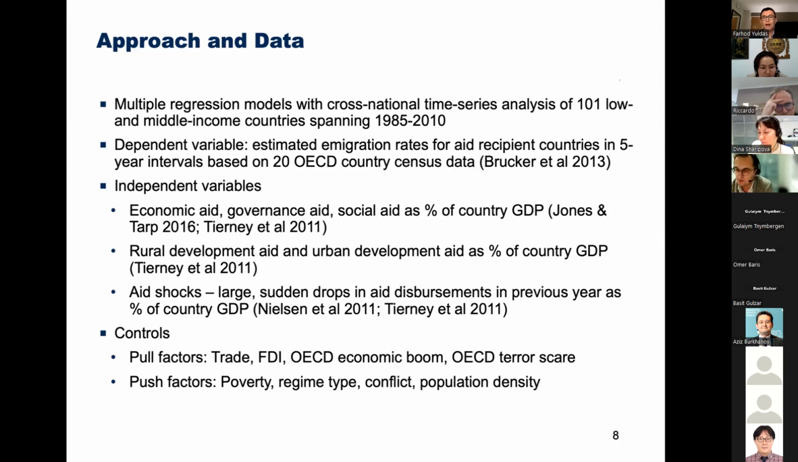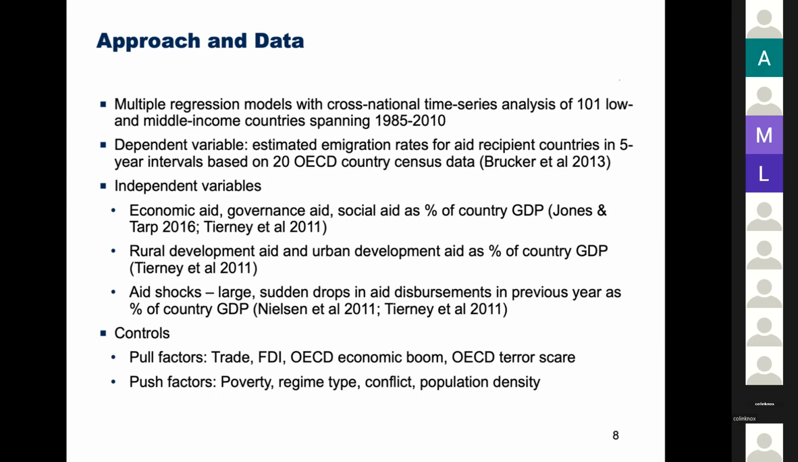And we used a variety of control factors to make sure that, as best possible, given the methods and approach, we isolate the effects of our independent variables, and included a lot of factors such as trade, FDI, the economic expansion in developed countries, and OECD terrorism cases, which could affect the openness of borders in developed countries. We also looked at push factors such as poverty, regime type, conflict, and population density.